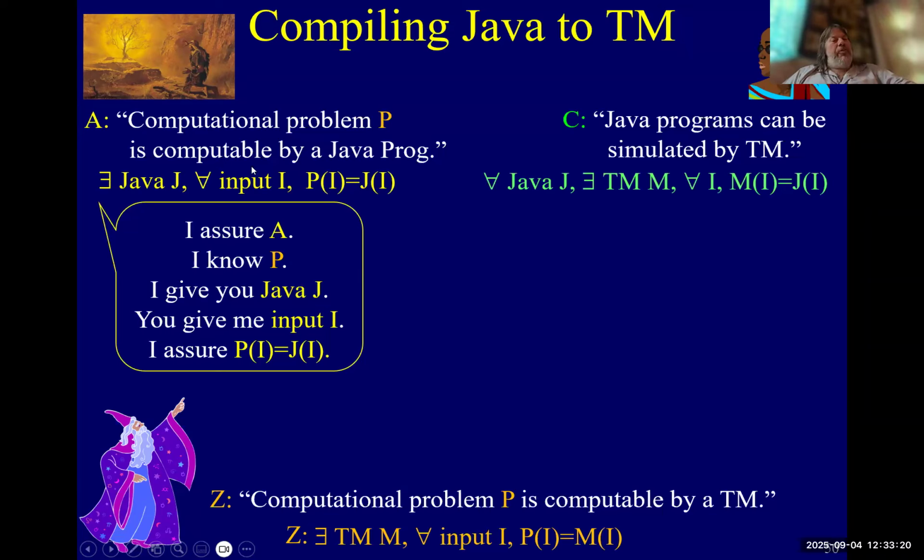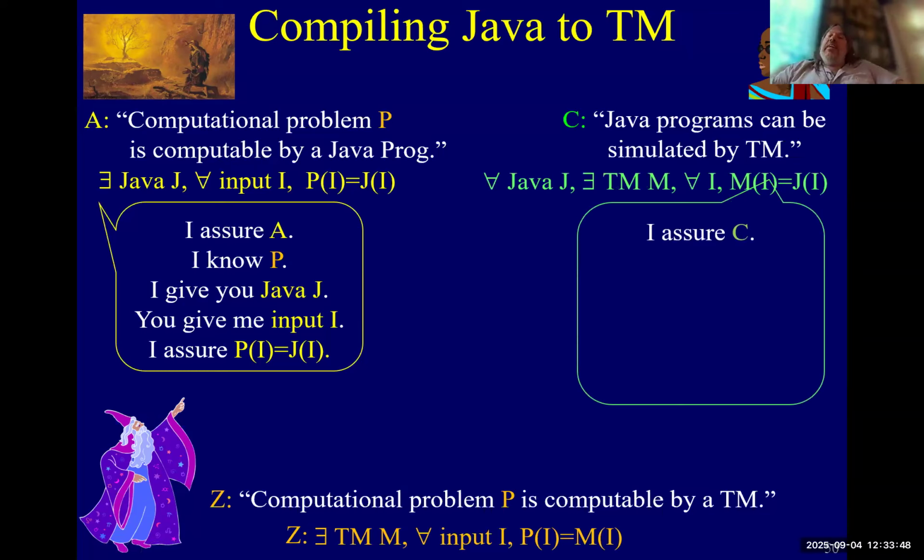Specifically, it computes it for every input. And if it computes it for every input, then I can give her my favorite input, right? And what will she do? She will assure me that the Java program that she gave me gives the right answer on that input, right? People understand this is the game of what A's Oracle is doing for us, right?